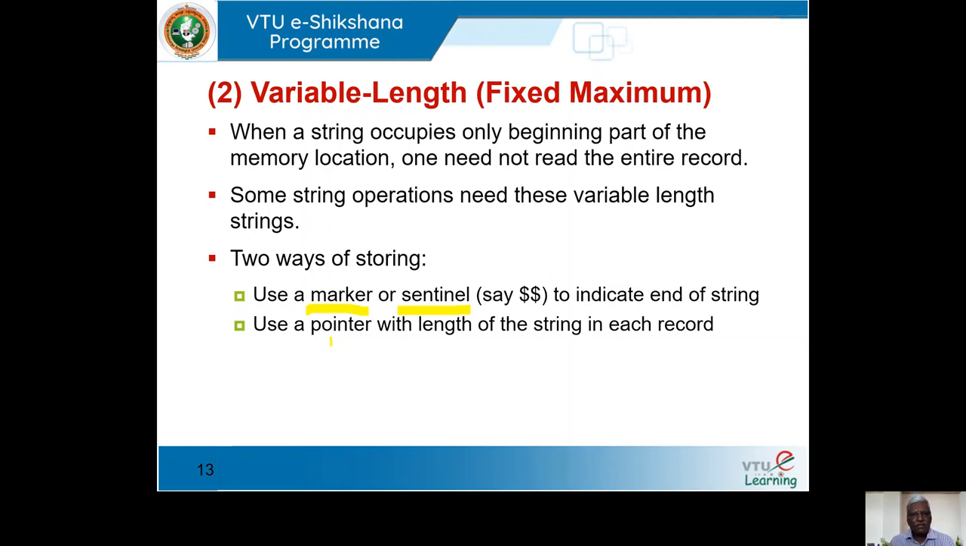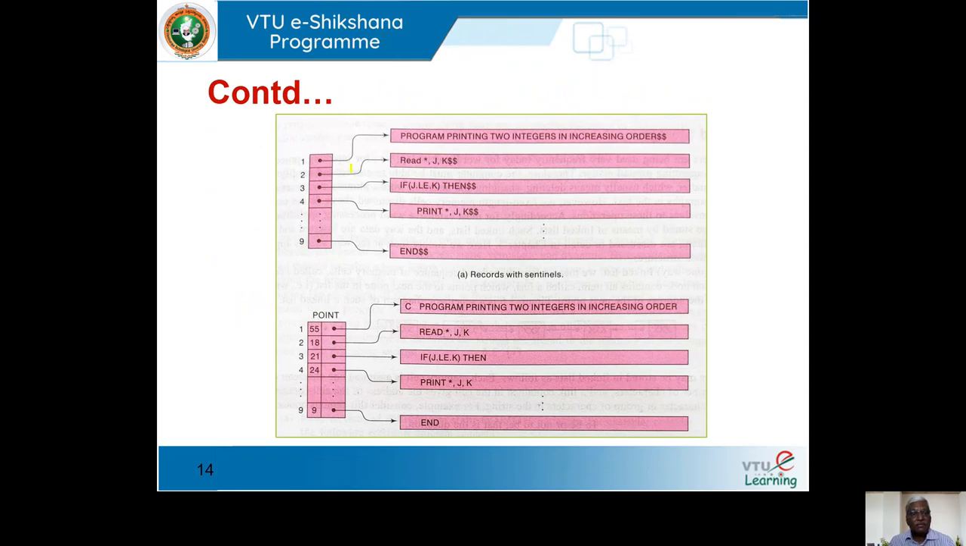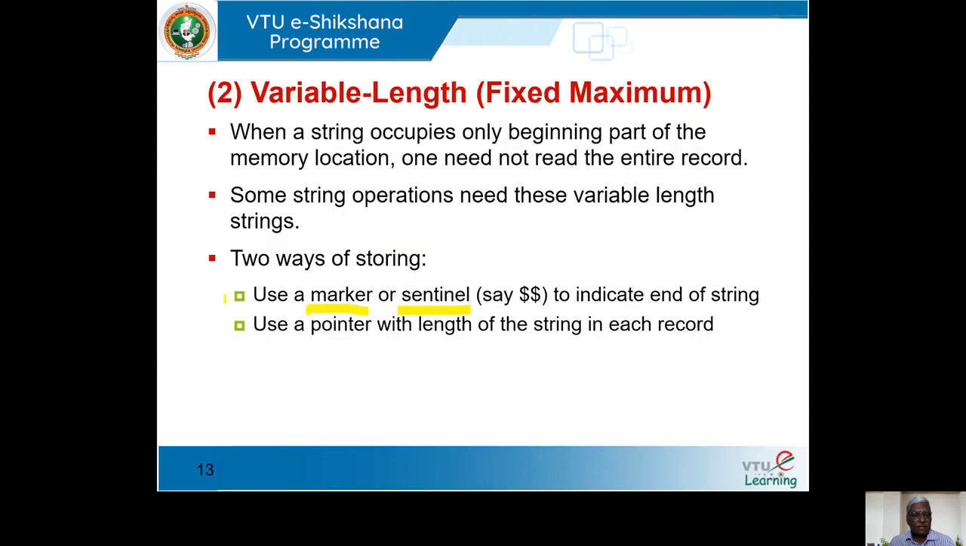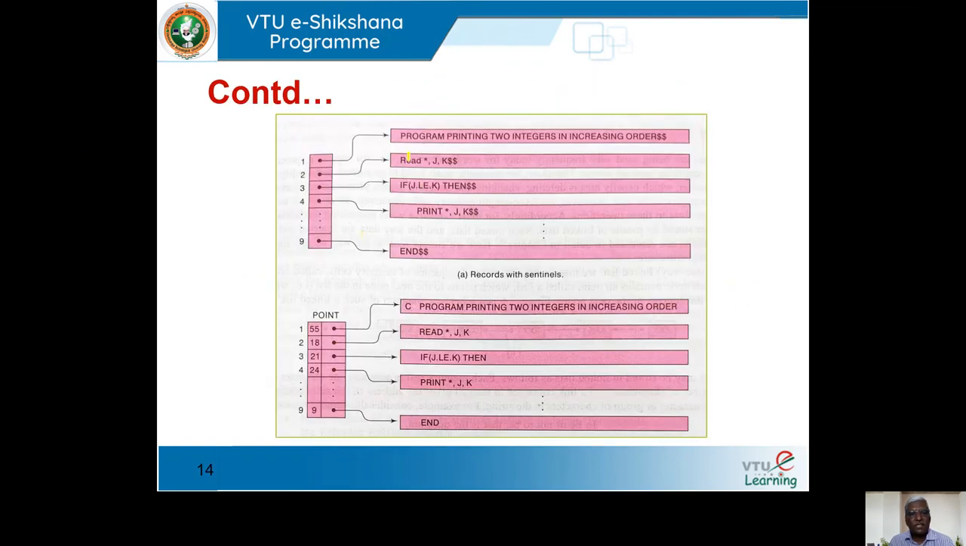So let's take an example to understand this concept. This is the first method, using a marker. You can see here, still the same as the first method, but it's not always a full 80 characters. The first string starts from here and goes up to here, ending with double dollar, and the second starts after this. In between, the sentinel or the marker is this. So the end of a string is always specified with a special character.